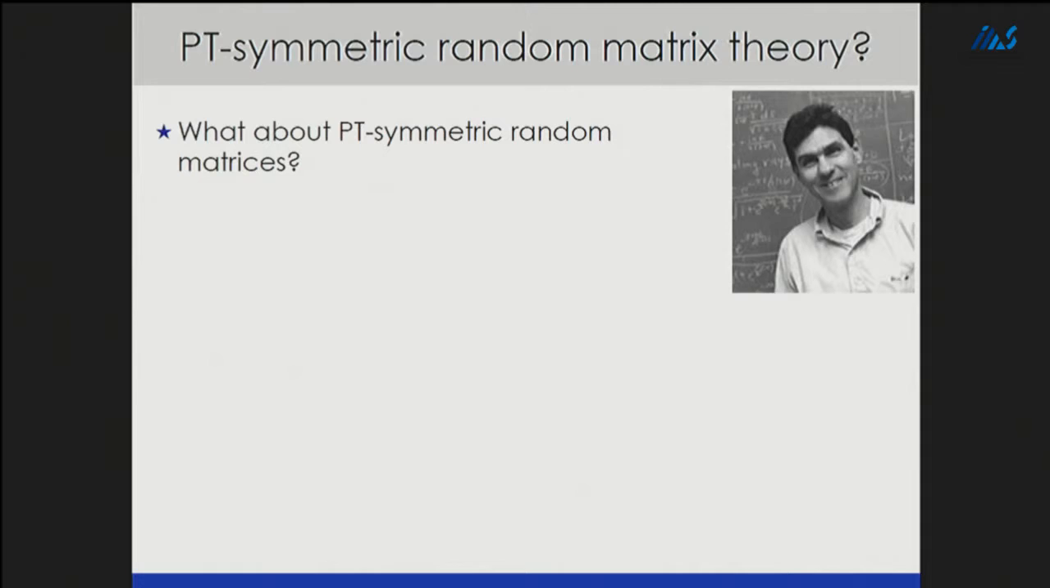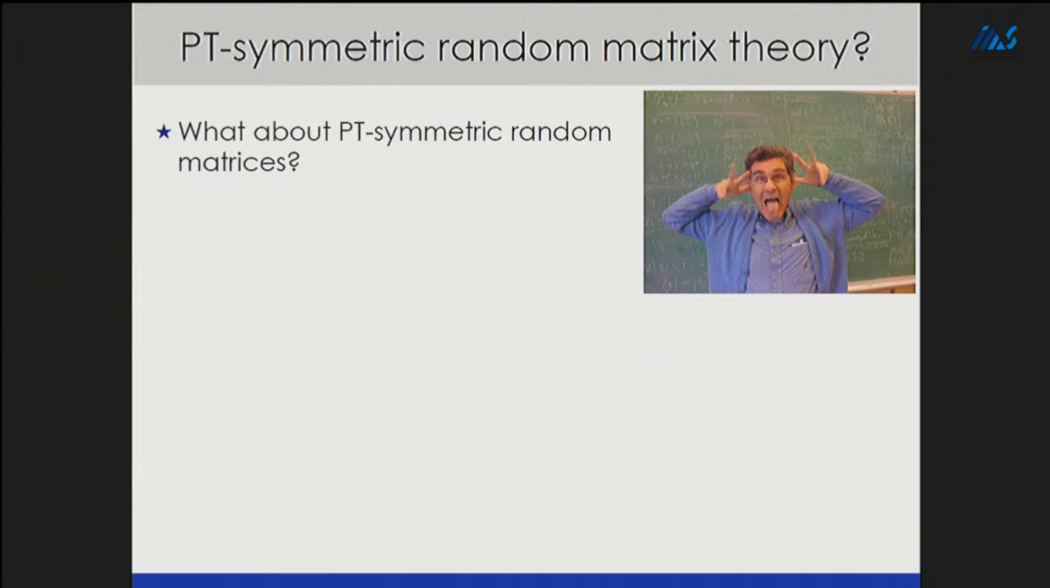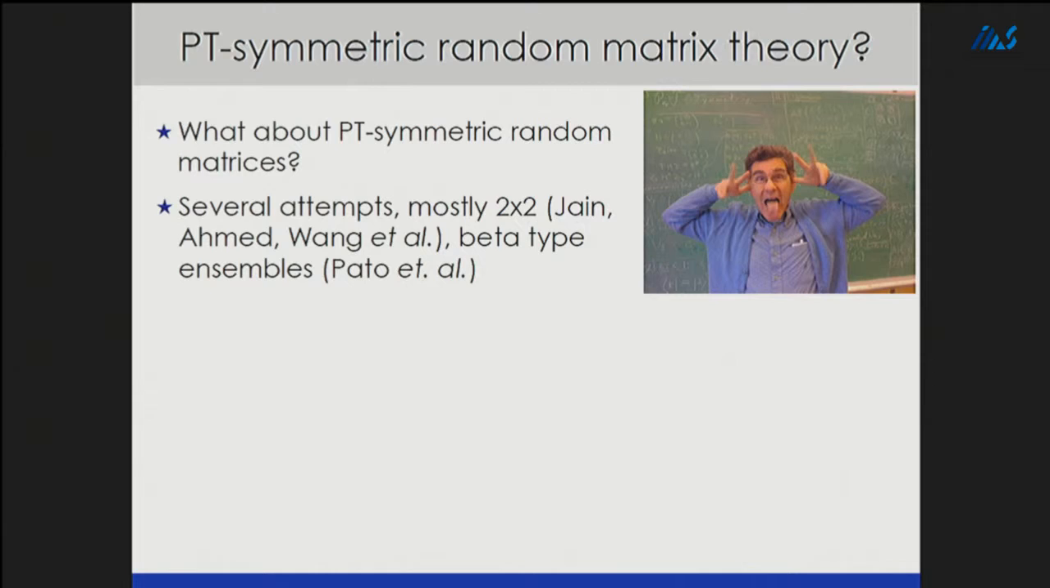Anyway, so what about PT symmetric matrices, random matrices? We're all interested in PT symmetry here, and there's an example. Here you see Carl in his PT symmetric unbroken phase, and here he is in the PT symmetric broken phase. We see PT symmetries everywhere. So there have been several attempts to introduce PT symmetric random matrices, because that's a natural question. If you have lots of PT symmetric experiments or other things, it's one of these quantum classical correspondence questions.